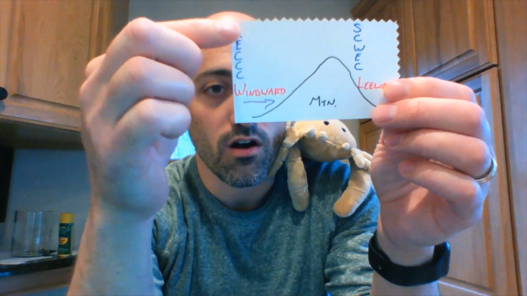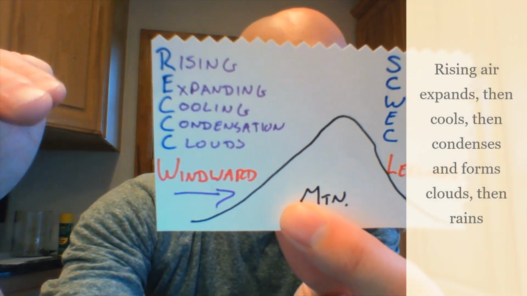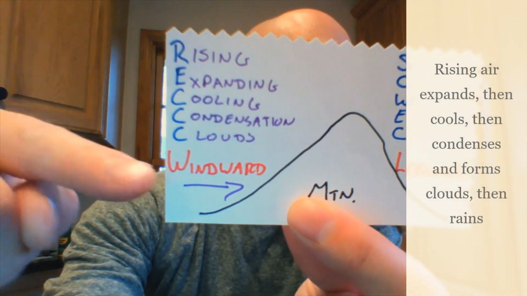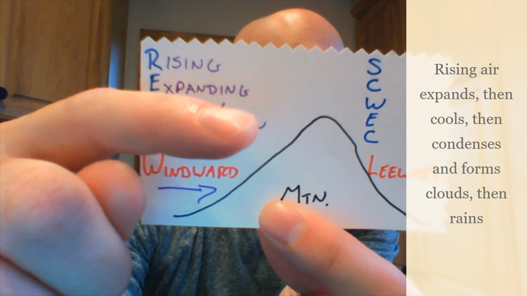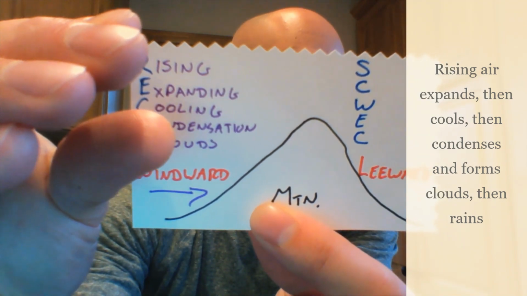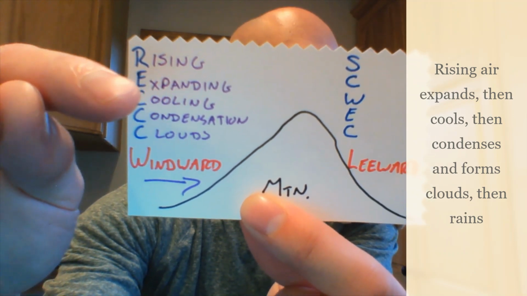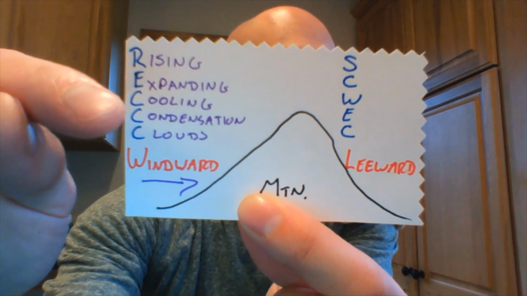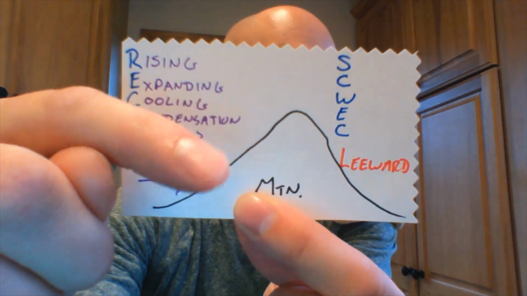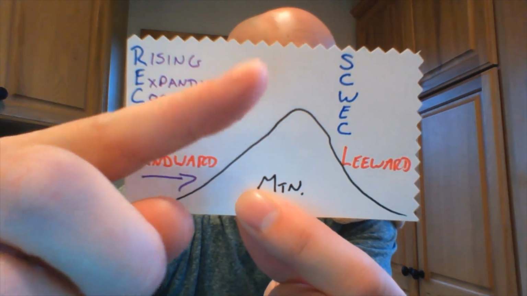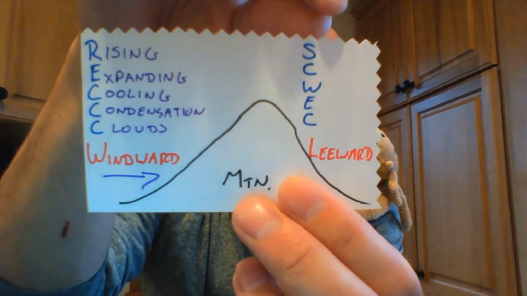Okay, so what are these words? Rising, expanding, cooling, condensation, clouds. That's in a specific order there. When the air hits land that makes it get forced up, it rises. When air rises, it expands. I'll show you a little animation to show that. When you make air expand, it gets cooled off. Whenever you have air cool, it makes condensation, and then that condensation makes clouds, which is going to make rain. So this is a very wet side of the mountain, and it's a cooler side of the mountain because the air is rising up.